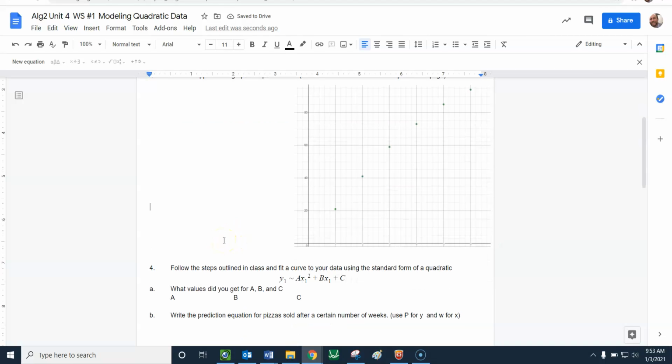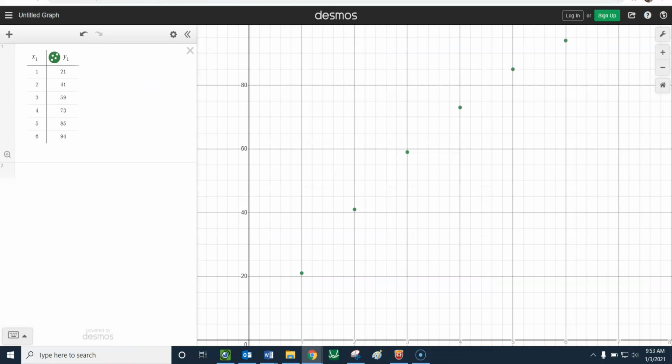Awesome. Next, it says follow the steps outlined in class and fit a curve to your data using standard form of a quadratic. So basically what I'm telling you to do is type in exactly this. y1, tilde is what that's called, Ax1 squared, all of that. So we're going to go back to our Desmos where we're at.